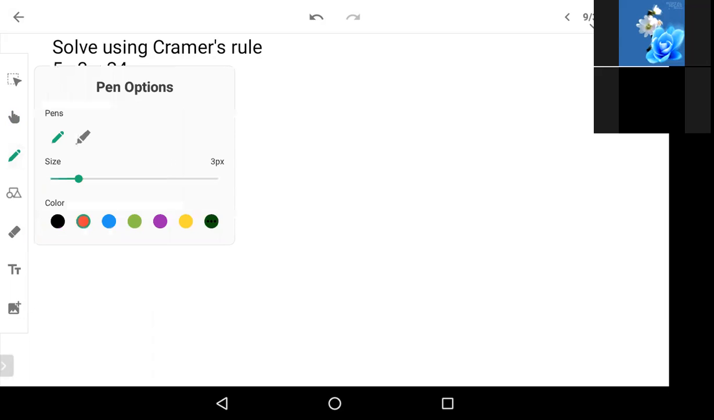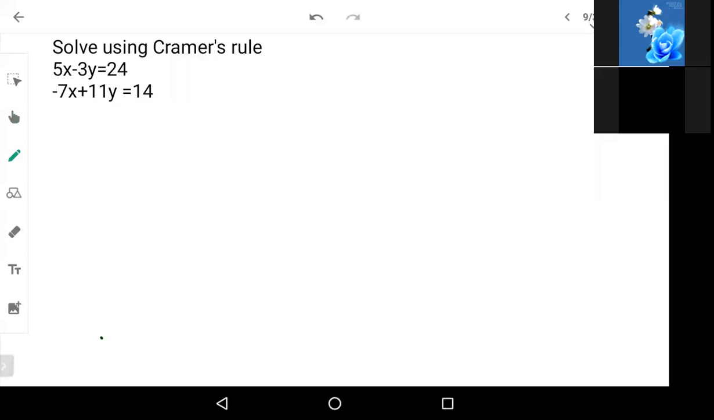Now here you need not write the explanation. You can directly find the delta, delta x, delta y, and find the value of x and y. Since it was first problem, I asked you to write everything including the explanation. In examination, if you have time, please write it along with the explanation. If you do not have time, then you can just solve the problem directly. Okay? Now let us solve the problem.